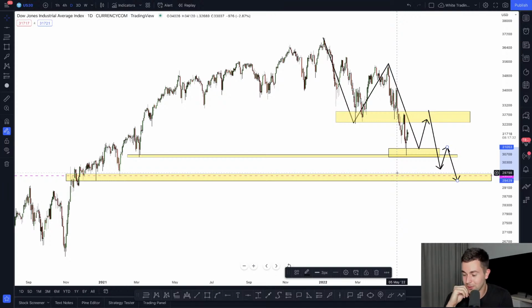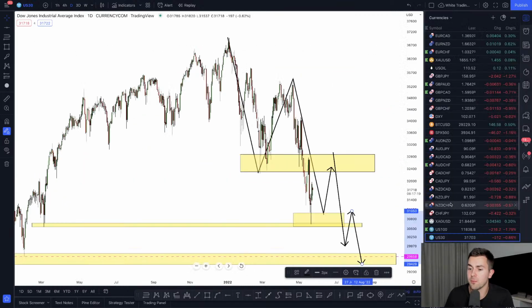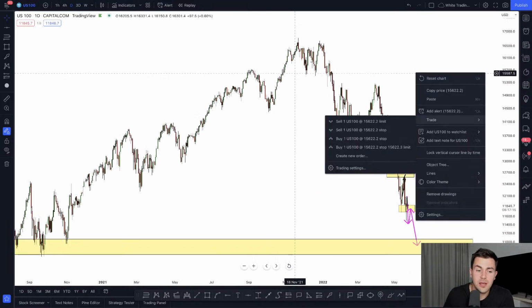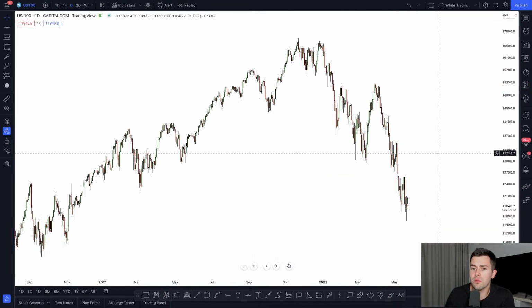Fadila says US 30, please. So many questions about US 30. I hope that you agree with my analysis, traders. And briefly, as I promised, about US 100. Indexes are very closely correlated, so most of the time the analysis on US 30 can be easily applicable for US 100.